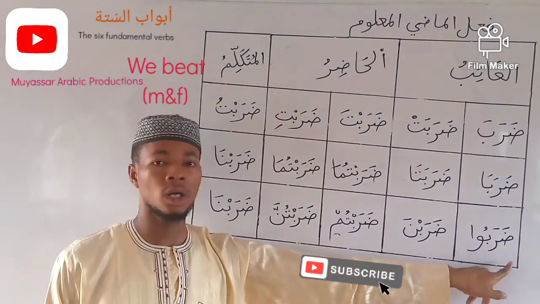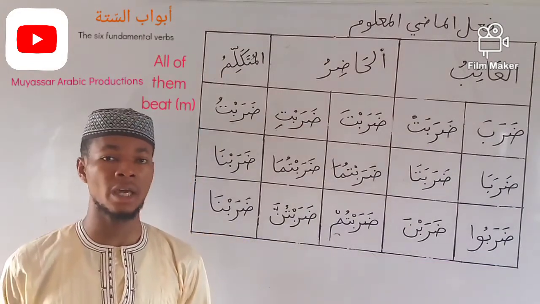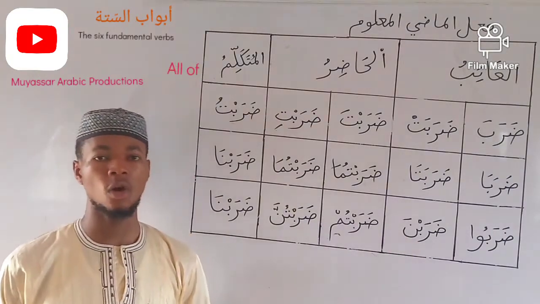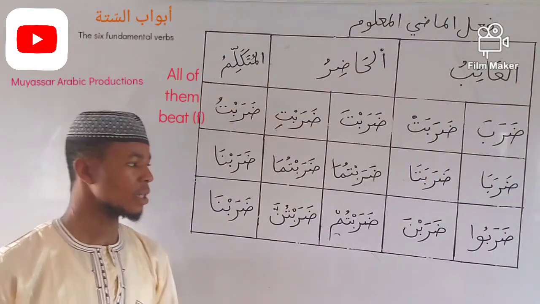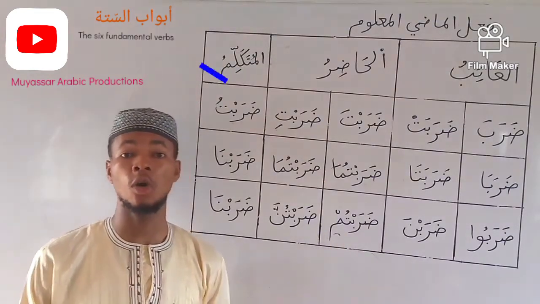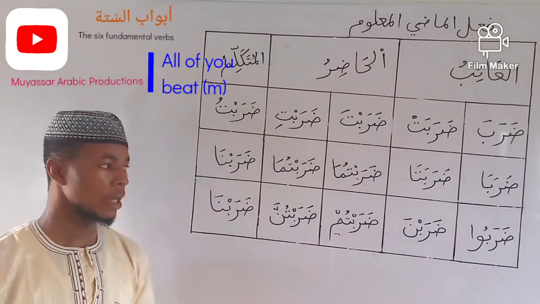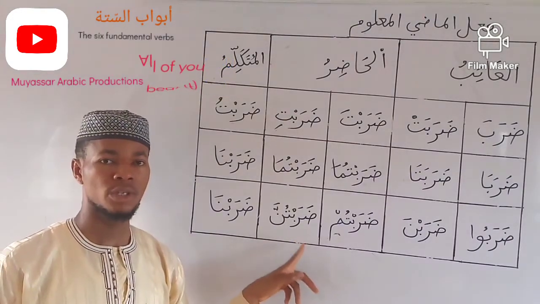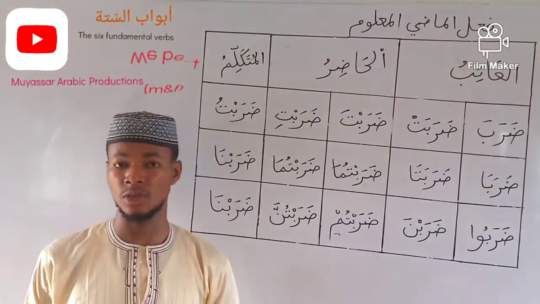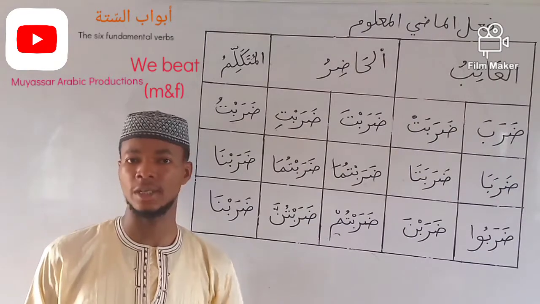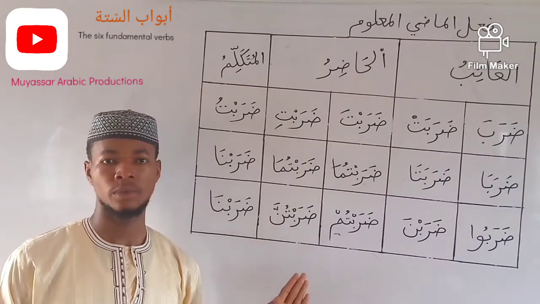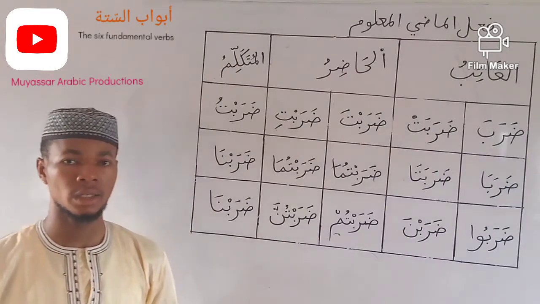Now the next is darabu, meaning all of them beat, that is in masculine gender. Then darabna, meaning all of them beat in feminine gender. The next is darabtum, meaning all of you beat in masculine gender. Darabtunna, all of you beat in feminine gender. Then darabna, we beat for both the masculine gender and the feminine gender. So this is the second fundamental verb among the 6 fundamental verbs.